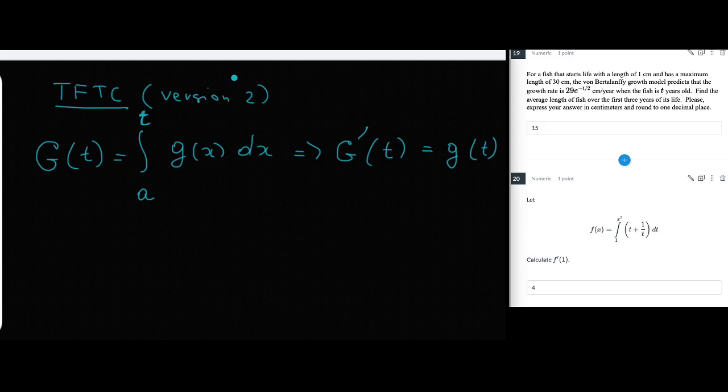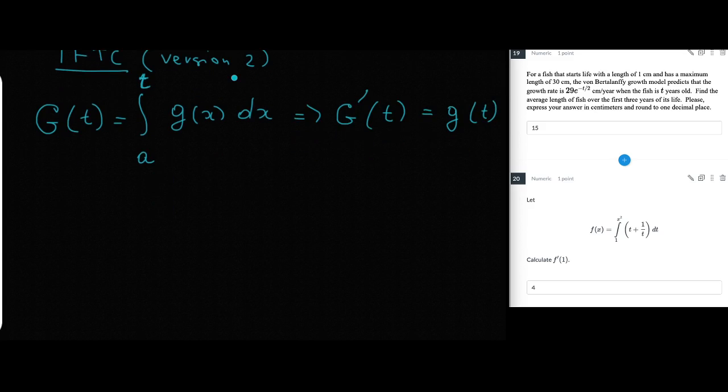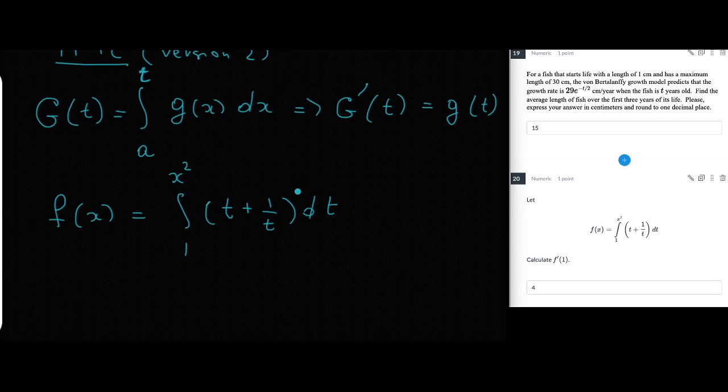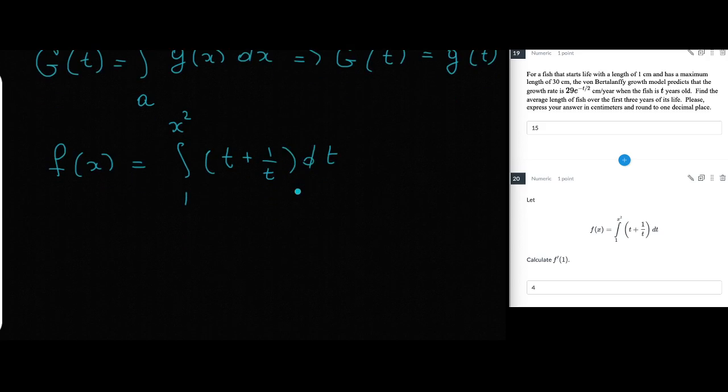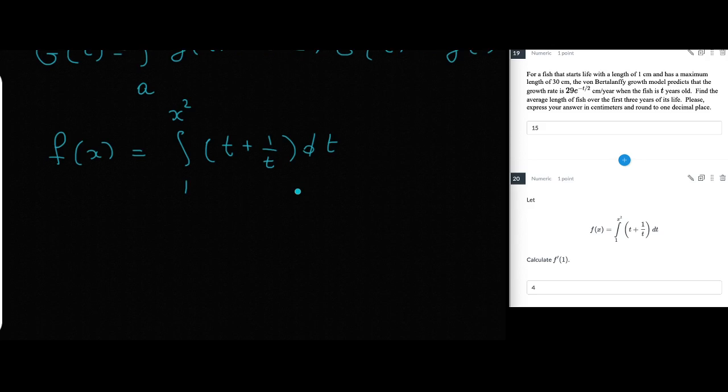So how does that help us solve problem number 20? Well, here the function f of x is defined as an integral from 1 to x squared of (t plus 1) over t dt. Now, if the upper limit of this integral were just x and not x squared, then we would get the antiderivative of the function (t plus 1) over t, and the derivative would have been just (t plus 1) over t, evaluated at x.